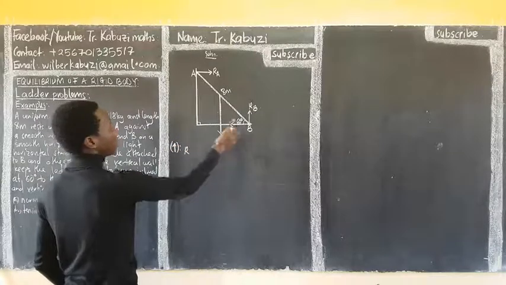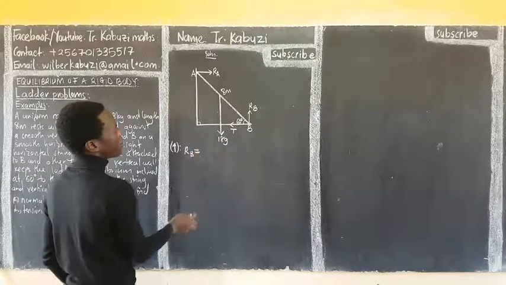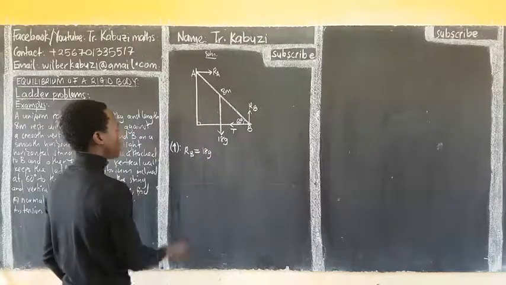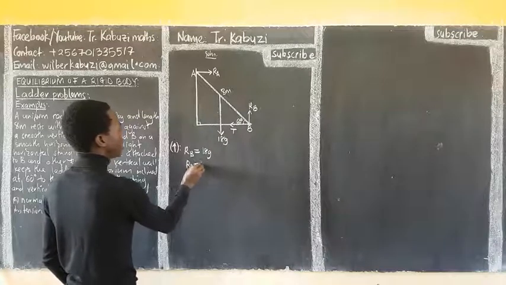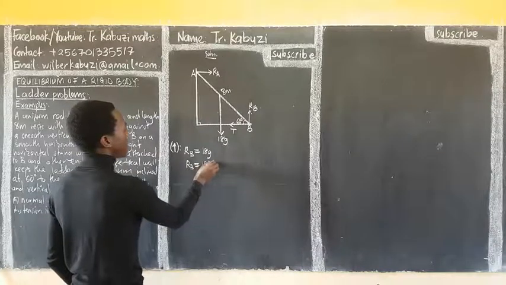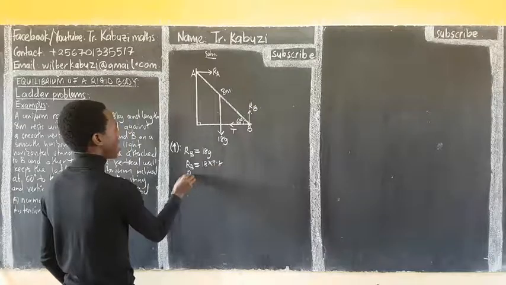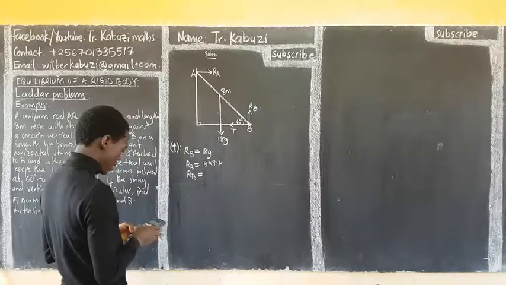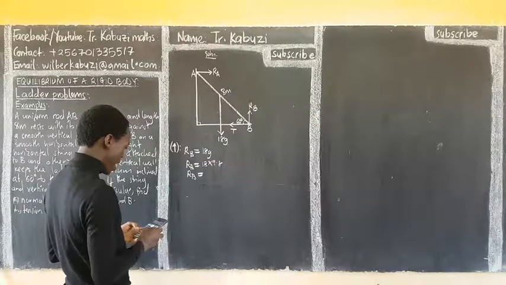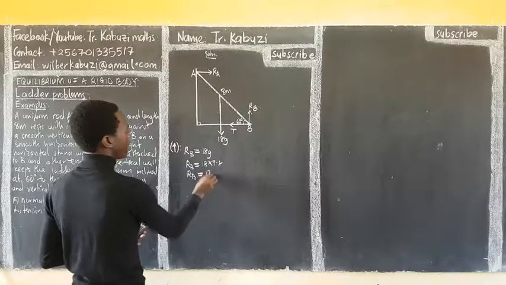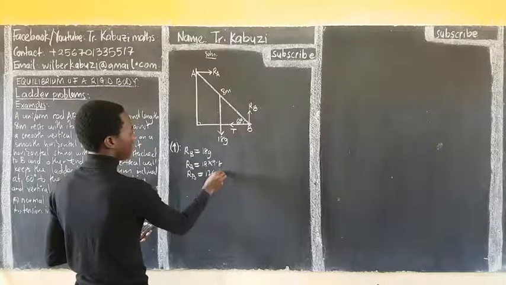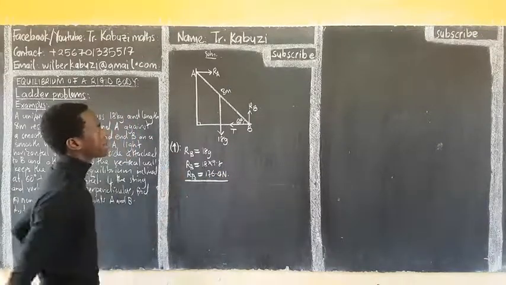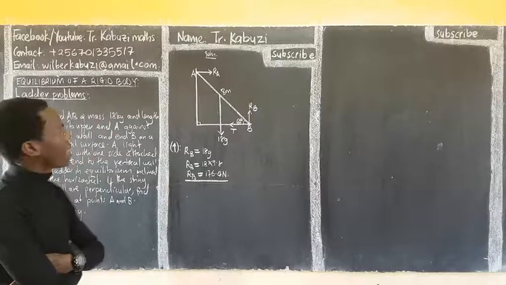So upwards, we have R at B. It's going to be equal to the downward force, which is the weight, 8 times 9.8. So our R at B here is going to be 8 times 9.8, which is 78.4 Newtons. I have R at B with ease, and I'm done with R at B.